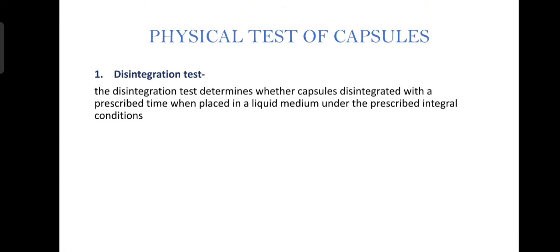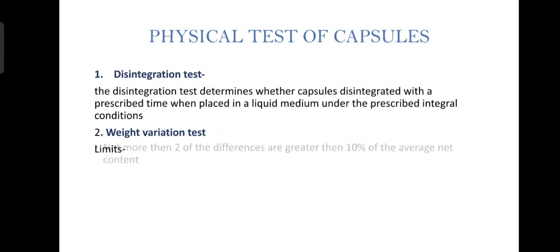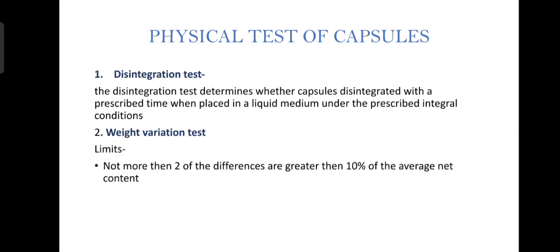Physical tests for capsules. Disintegration test. This test determines whether the capsule disintegrates within a prescribed time when placed in a liquid medium under prescribed experimental conditions. Weight variation test. The limits for the weight variation test are that not more than 2 capsules differ by more than 10% of the average net content, and in no case is the difference greater than 25%.